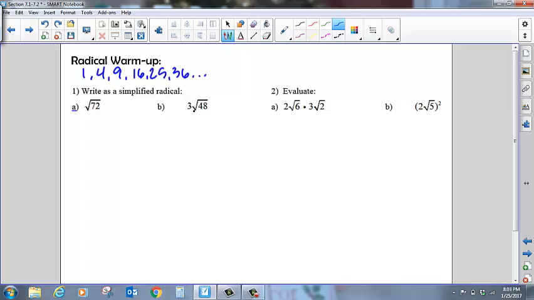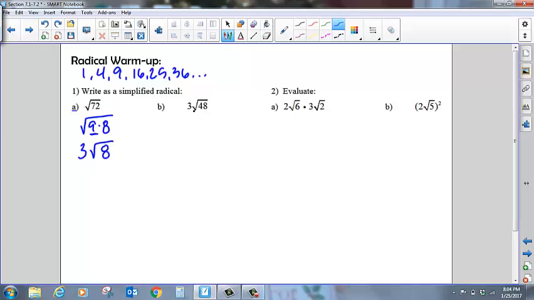So if you look at the square root of 72, which of those numbers in blue is 72 divisible by? It's actually divisible by 4 and by 9, so it's your choice what you want to use, but you should try to pick the largest square root possible. So we can rewrite this as 9 times 8. So the square root of 72 is the square root of 9 times 8. And if we take the square root of 9, that gives us 3. We cannot take the square root of 8, so we're going to leave that inside the radical.